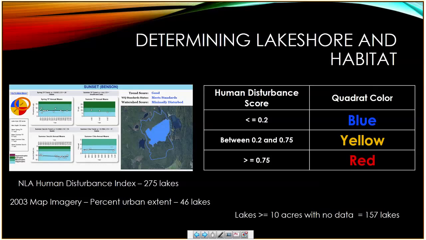If you want to get into the nitty-gritties of the score there, again, for the Human Disturbance Index, a lower score indicates a less disturbed shoreline, so those lakes are colored blue. A higher score, in this case greater than 0.75, the lakes are colored red. And again, if you want to learn more about the exact process that is used to make this evaluation, visit that PDF about how lakes are scored.